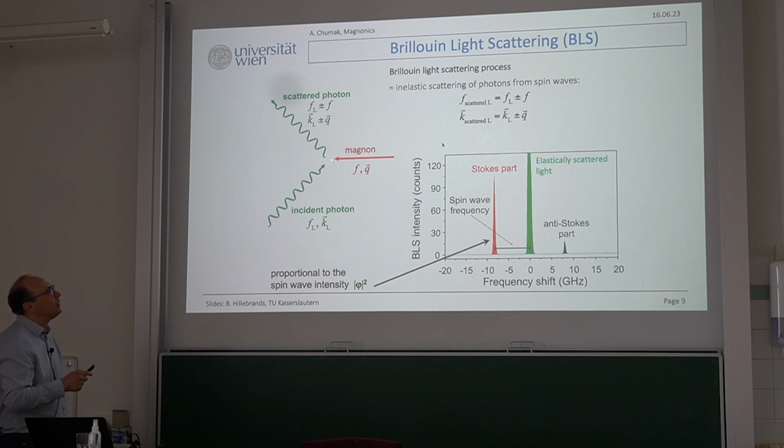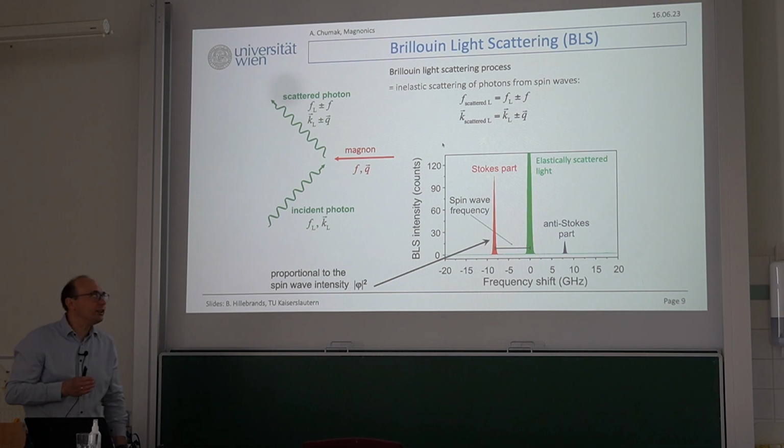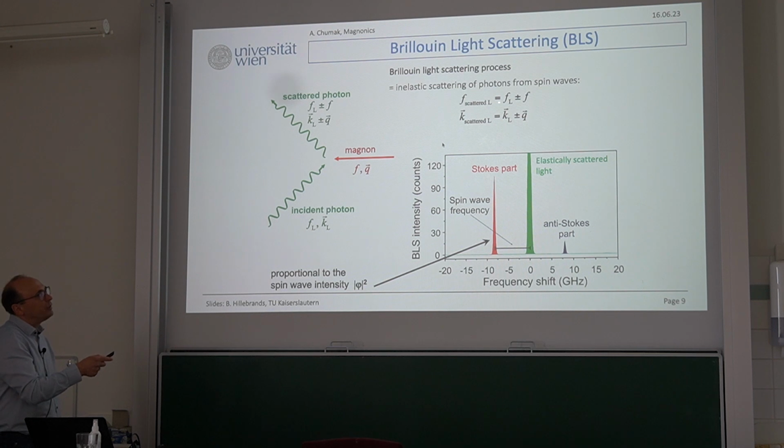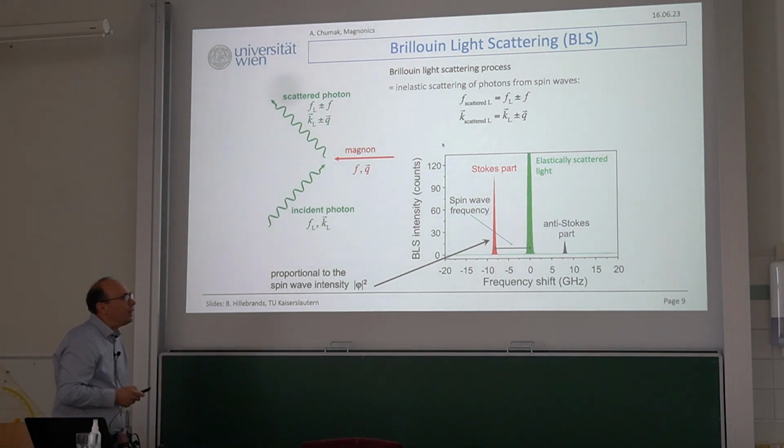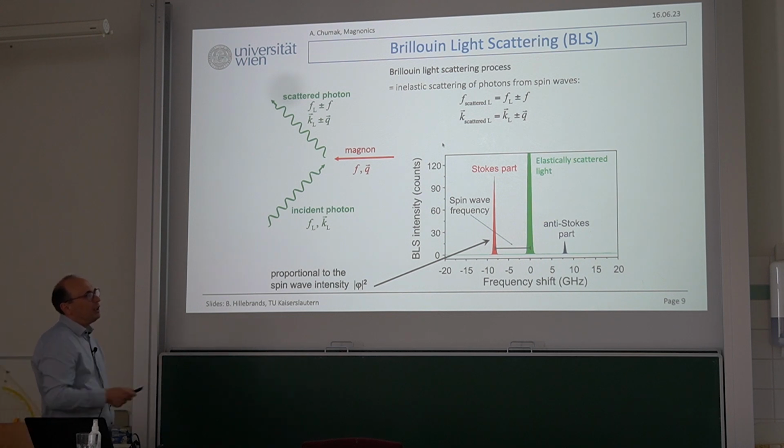After the interaction, a new scattered photon will be generated. And here we have two options. This is inelastic scattering, which means that the scattering happens with a change in frequency. As shown here, the new photon frequency is given by the old photon frequency plus or minus the frequency of the magnon. If your frequency decreases, then we are speaking about the Stokes part. And if the frequency of the light increases, we are talking about the anti-Stokes component.